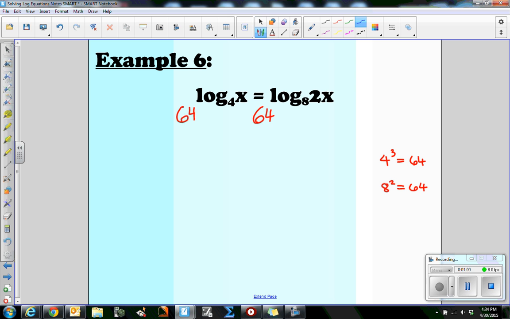Because, next step, I'll rewrite 64 as 4 cubed, and the 3 becomes a coefficient on the already existing exponent. I'll rewrite 64 on this side as 8 squared. The 2 becomes a coefficient on the already existing exponent. Not quite there. These coefficients are in the way of using the inverse property. So now I have to use my power property to get those exponents out, those coefficients out of the way.